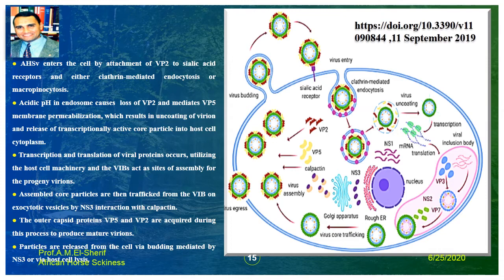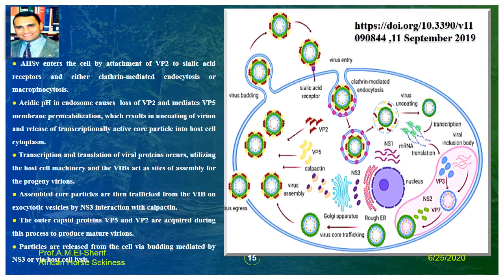This diagram explains and clarifies the pathogenesis of African horse sickness virus. African horse sickness virus enters the cell by attachment of viral protein 2 to sialic acid receptors on the cell wall and either clathrin-mediated endocytosis or micropinocytosis.